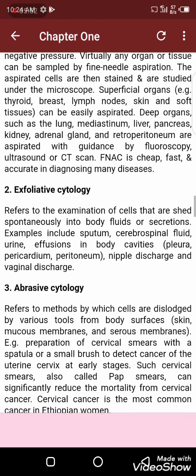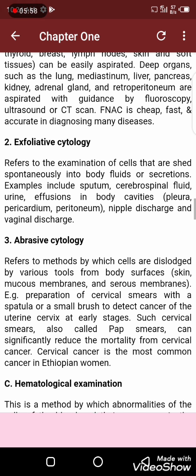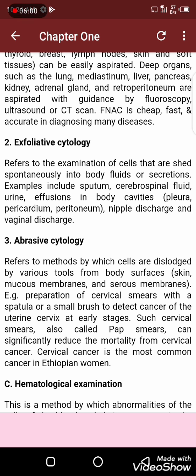So now we are coming to discuss exfoliative cytology. Exfoliative cytology refers to the examination of cells that are shed spontaneously into body fluid or secretion. Examples include sputum, cerebrospinal fluid, urine, effusion in body cavities, pleura, pericardium, peritoneum, nipple discharge and vaginal discharge.